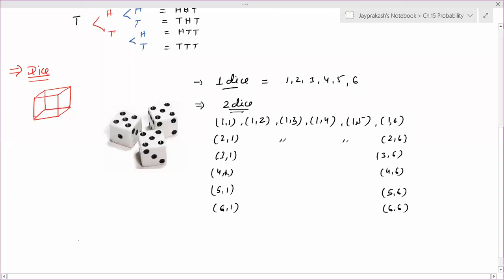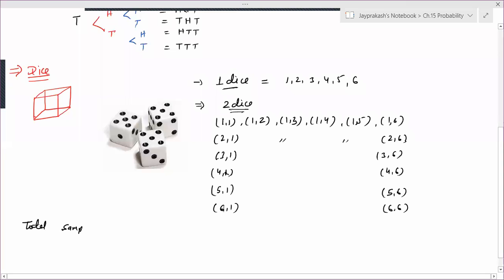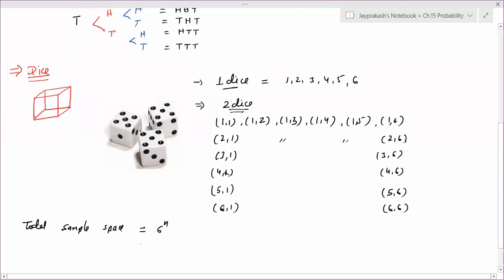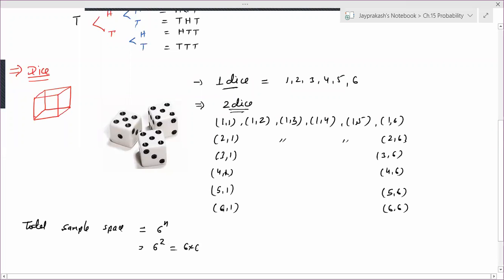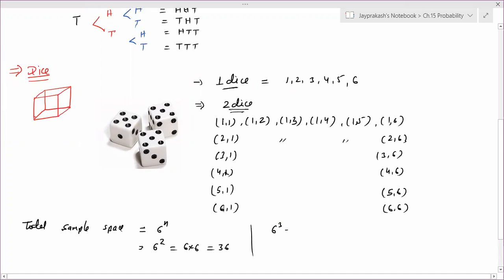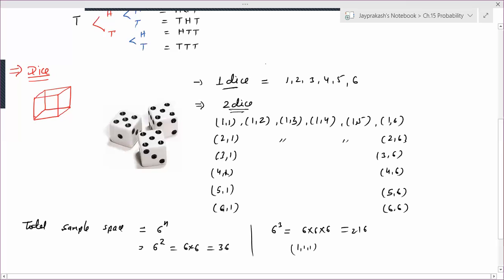In the case of a dice, we can write here total sample space will be 6 power n. That means in the case of two dice, 6 squared, that is 6 6 are 36. And if you are rolling three dice, so in the case of three dice, there is 6 power 3. So 6 into 6 into 6, 216. So when we are rolling 3 dice ना, we will get the combination of 3 numbers, 1 1 1, ऐसे सारे combination हमें मिलने वाले.